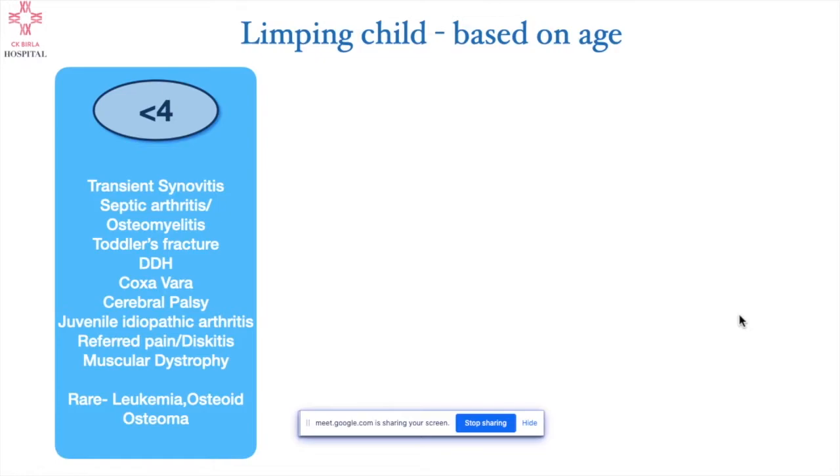Then of course, the spine should always be examined in a limping child. You never know if the child has referred pain due to discitis. And always examine for proximal muscle weakness and exclude muscular dystrophies. Rare causes include leukemia and osteoblastoma.